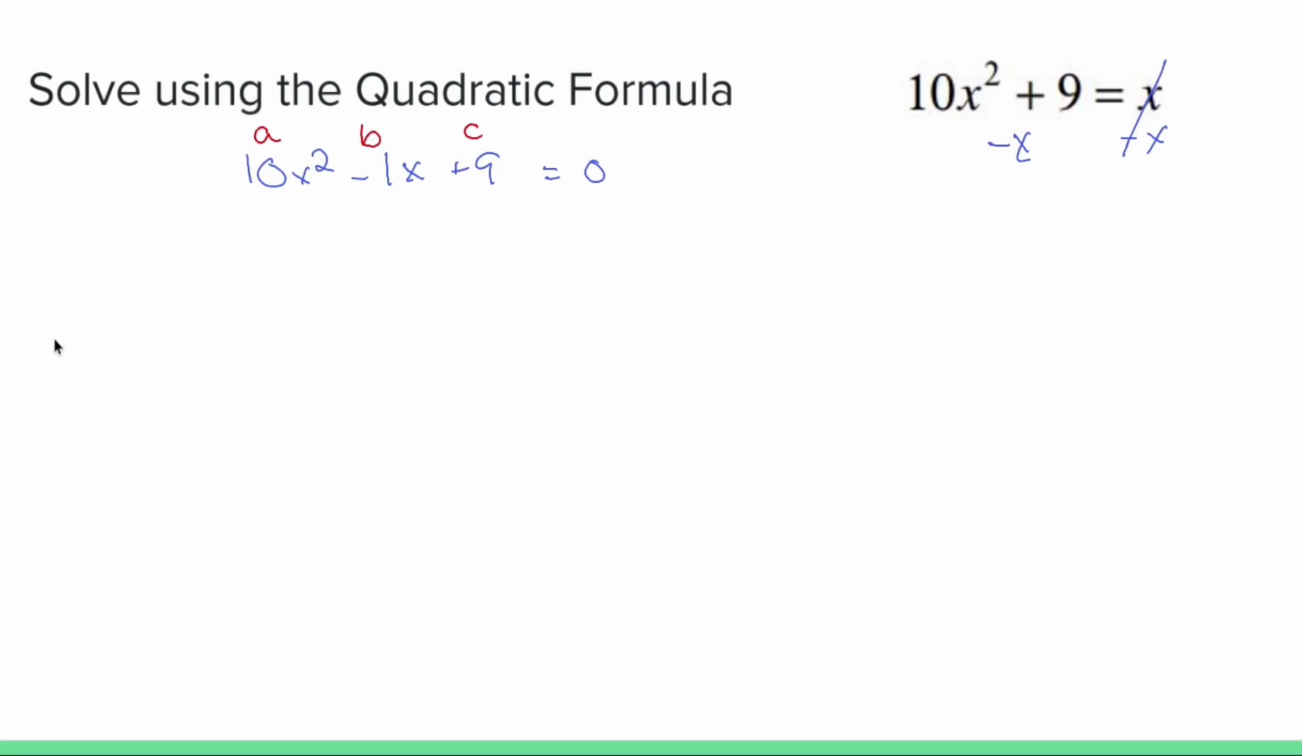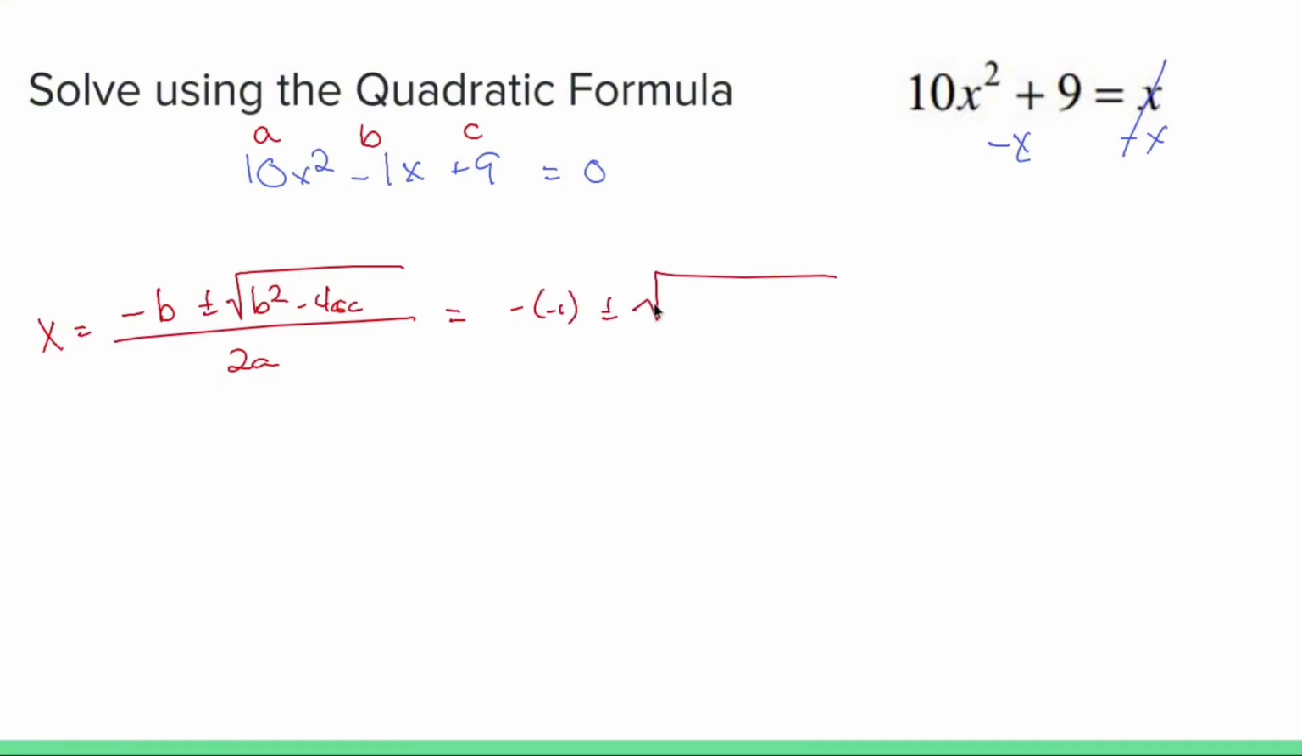And then you whip out the quadratic formula. x equals negative b plus or minus the square root of b squared minus 4ac all over 2a. All right, you're welcome. x equals negative 1, so double negative, plus or minus the square root of b, which is negative 1 again, squared minus 4 times 10 times 9, all over 2 times 10.